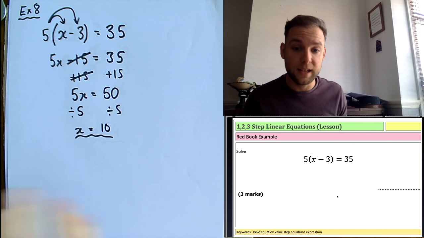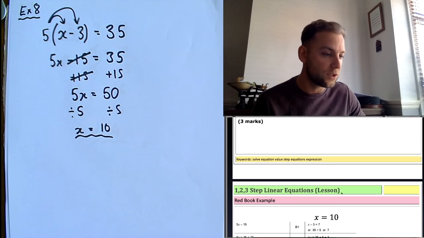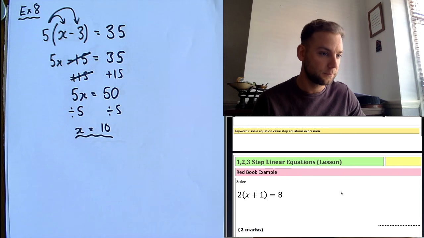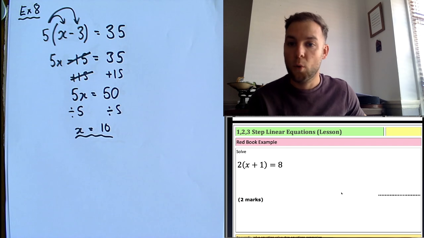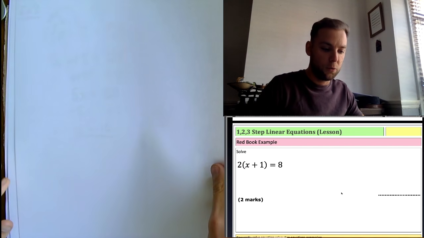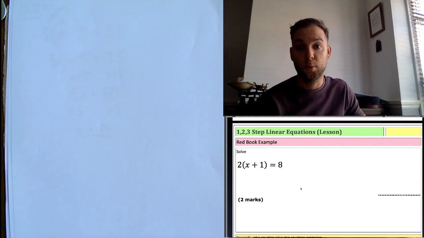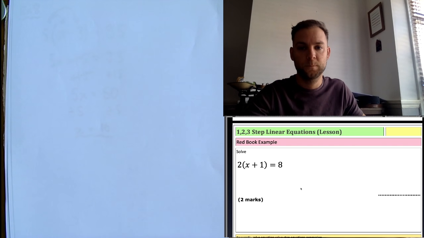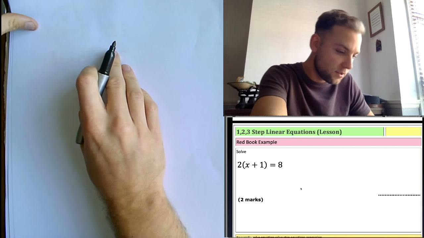Okay, we've done loads of examples here. I have got one more to have a little look at. So what I'm going to say now is pause this and have a go at this one yourself. I will go through it in a second. So pause now and have a go at that. Okay, hopefully you've had a go at that.